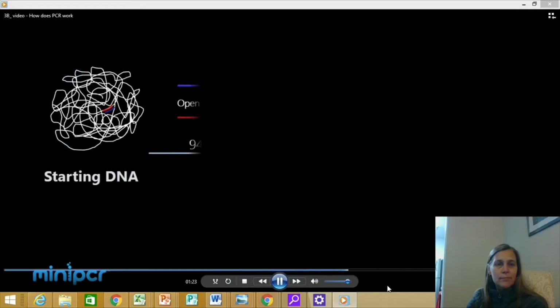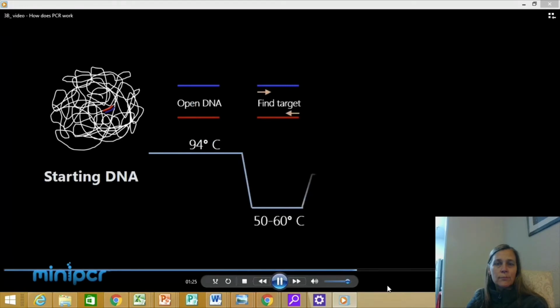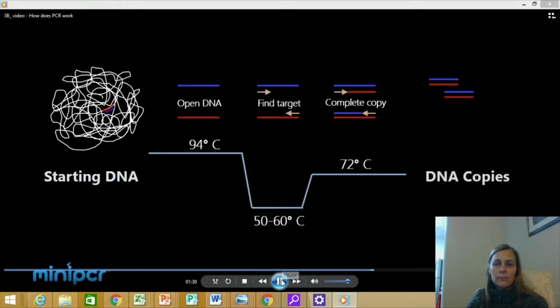In these 3 steps, we've taken our original DNA molecule and obtained an identical copy of a very specific fragment.